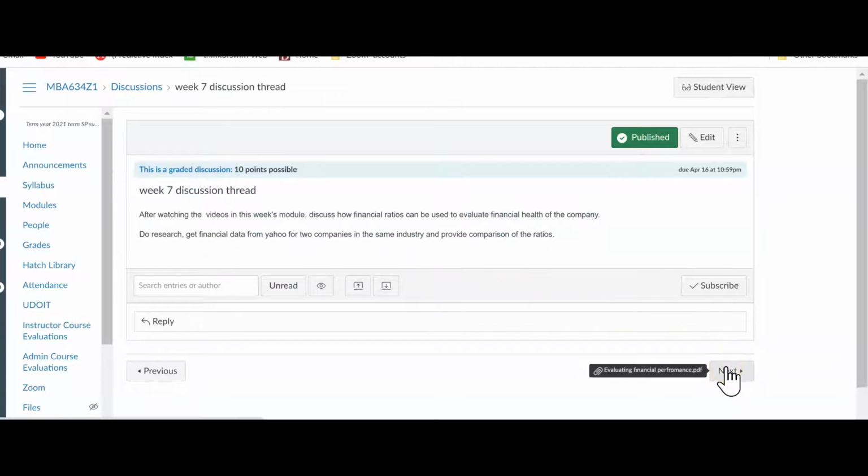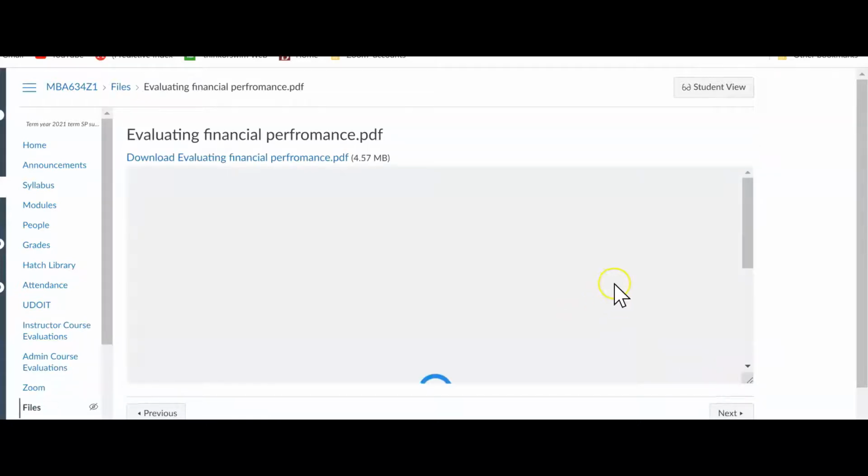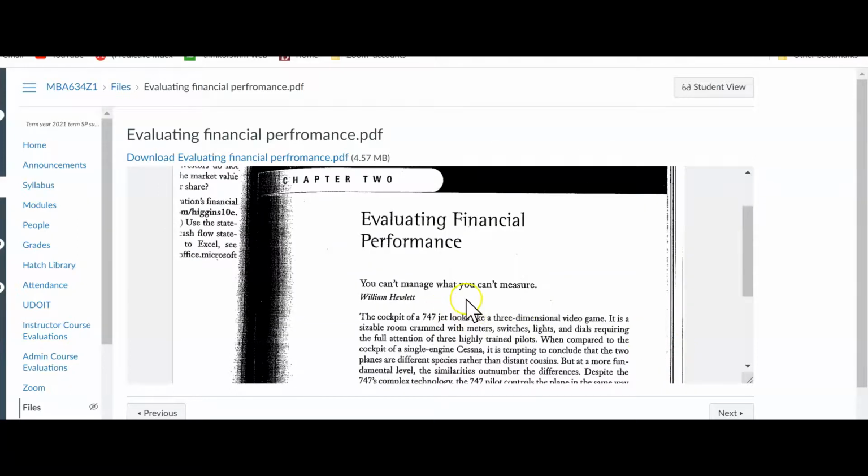That's part of the discussion thread. I've given you some PDF material in here. This will give you some more in evaluating the financial performance.